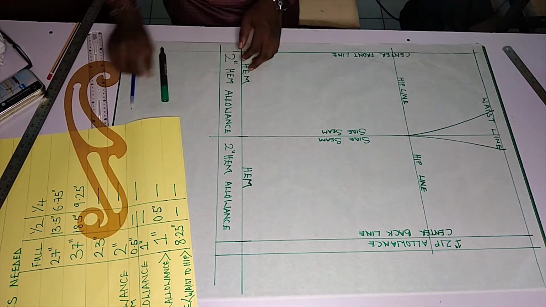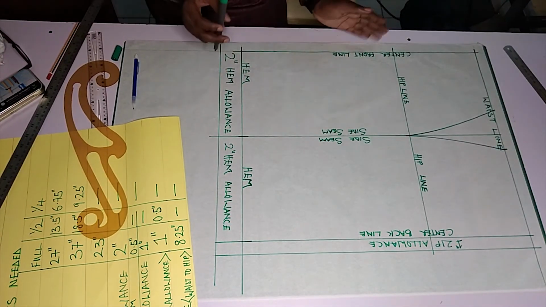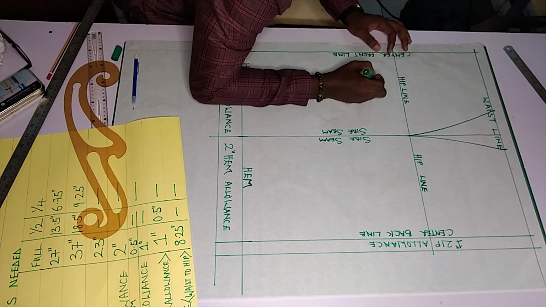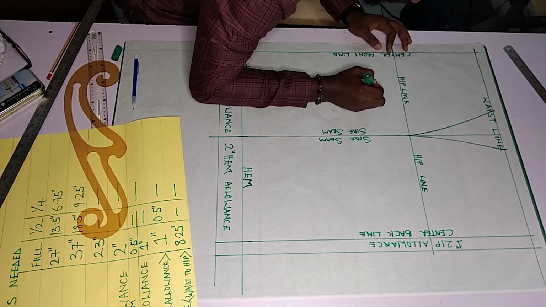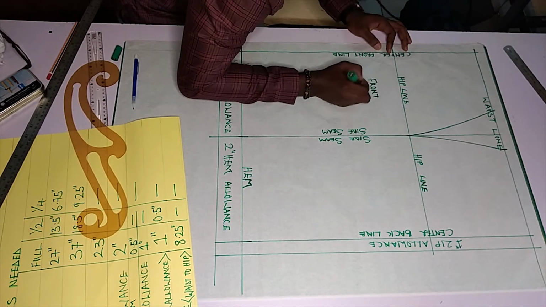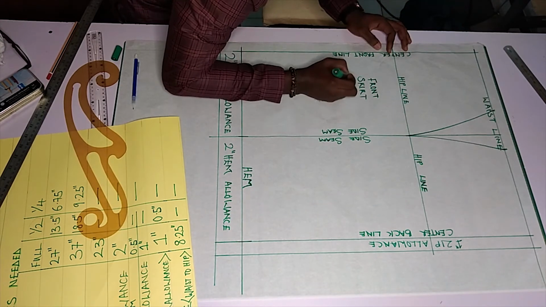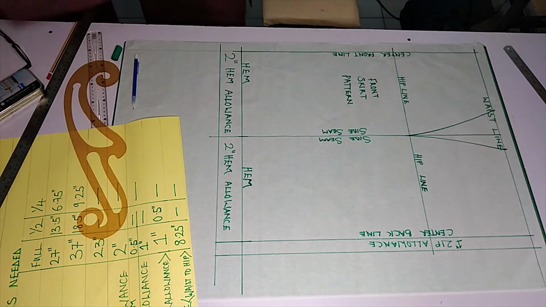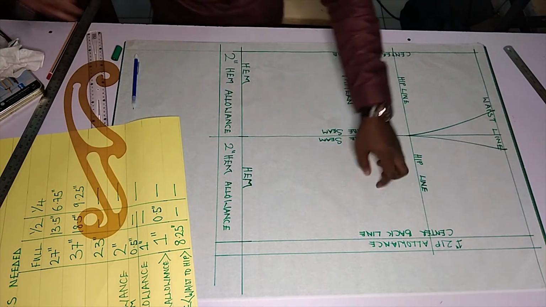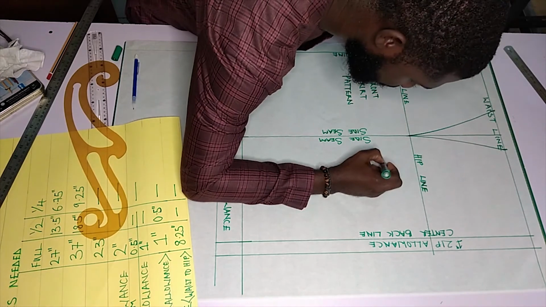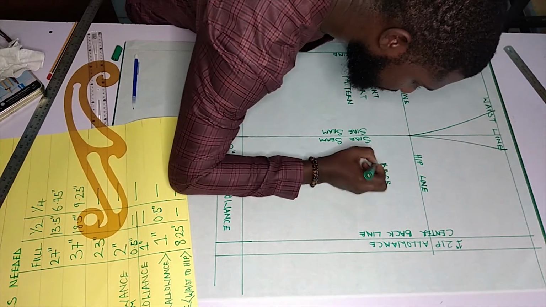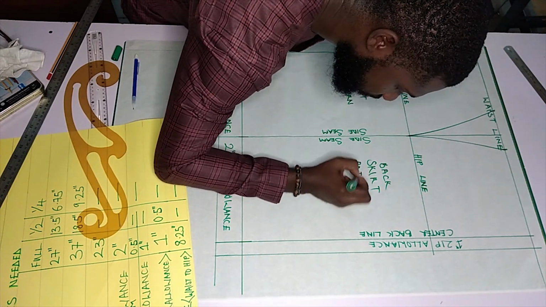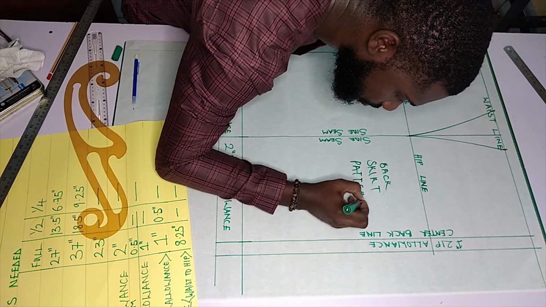So I will be labeling the pieces for you. Now right here in front of me, the pattern that has the center front line, I'll be labeling it the front skirt pattern. Then I will label the back as you figured: back skirt pattern.